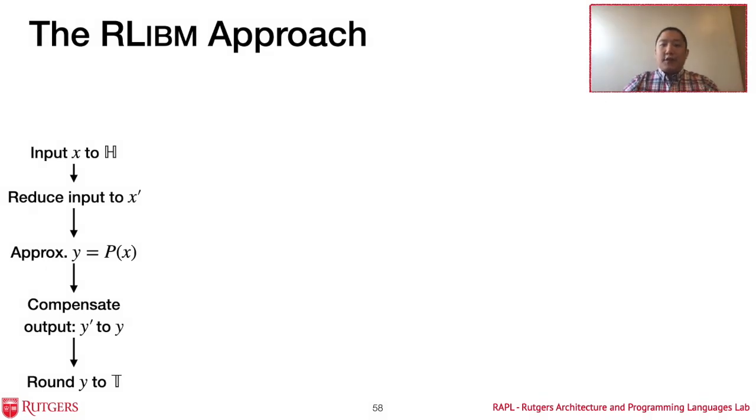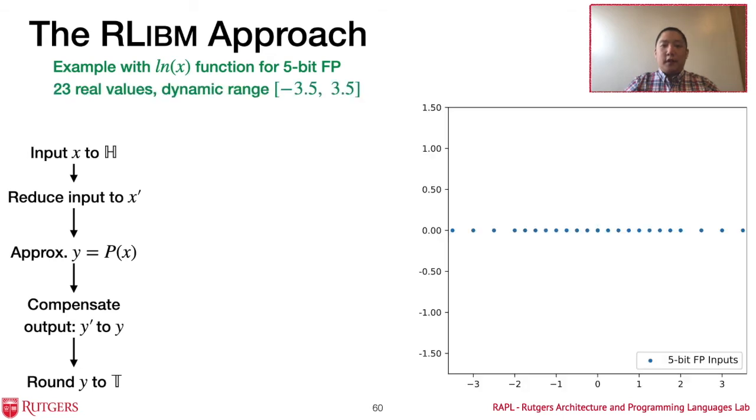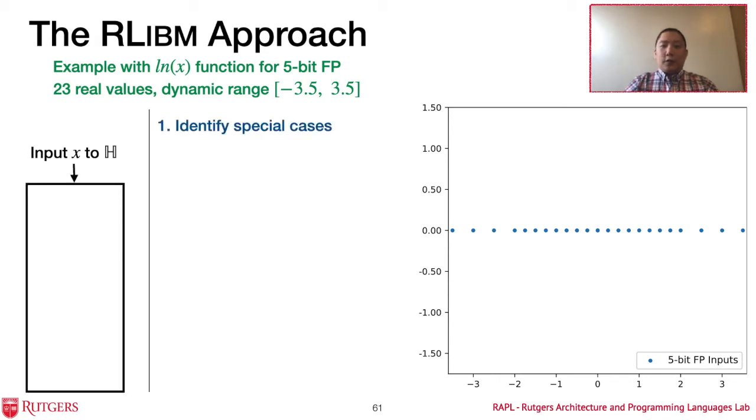So now let me illustrate our approach at a high level using a specific example. We're going to create an approximation of natural log of x for a 5-bit floating point representation with 2 exponent bits and 2 mantissa bits. Our 5-bit floating point representation can exactly represent 23 real values ranging from -3.5 to 3.5. We're going to use a double type for our internal computation to evaluate the polynomial approximation, range reduction, and output compensation. The first thing we're going to do is identify special case inputs.